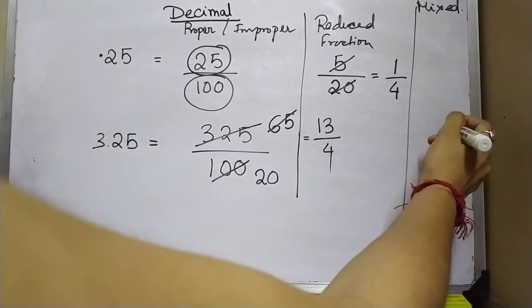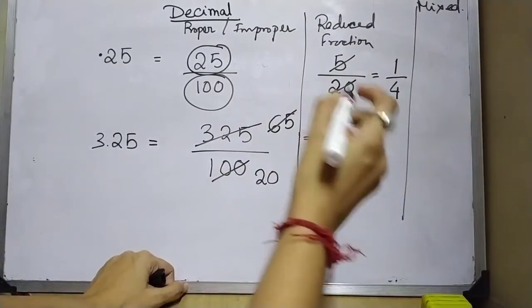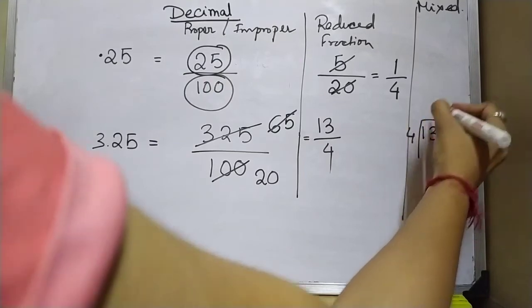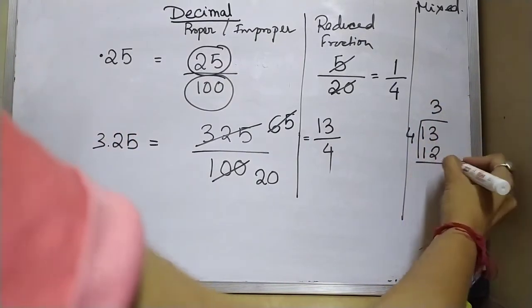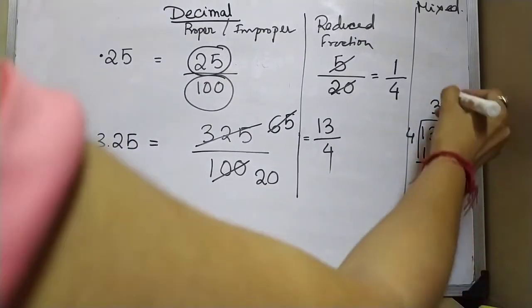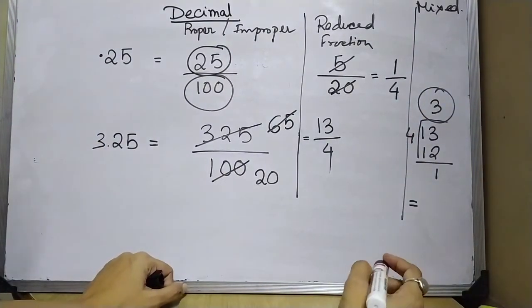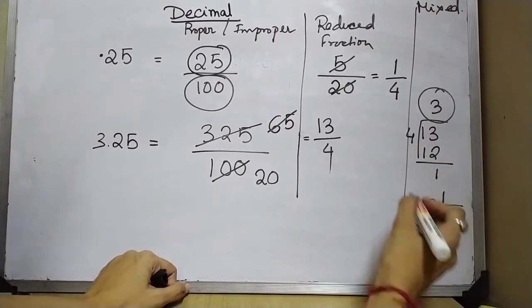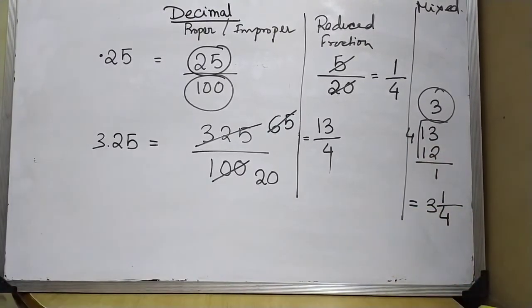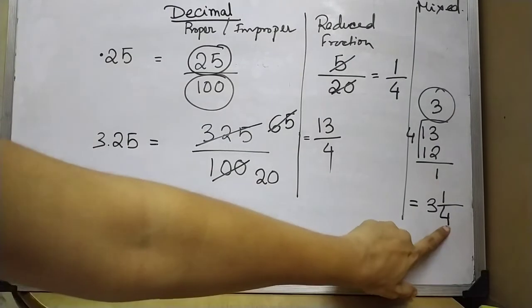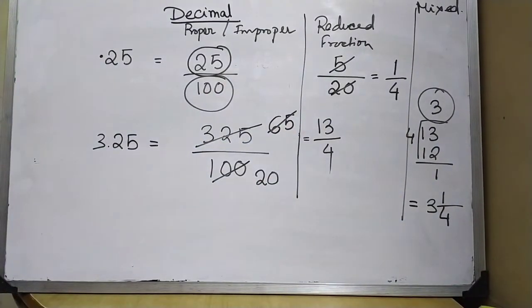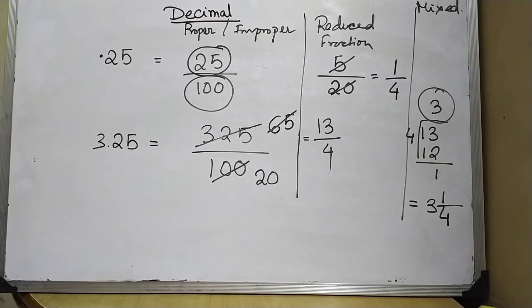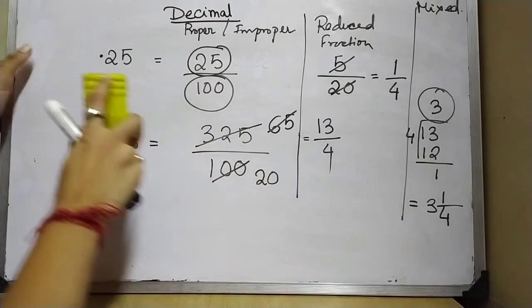Now I will convert it into a mixed fraction. For that, what do I need to do? I need to divide 13 by 4. So I get 3, 12, 1. Whatever is in the quotient I will write here, the remainder I will write here, and the number by which I am dividing will be in the denominator. So the answer is 3 whole 1 by 4. This is my answer.